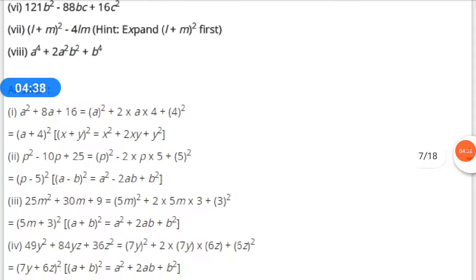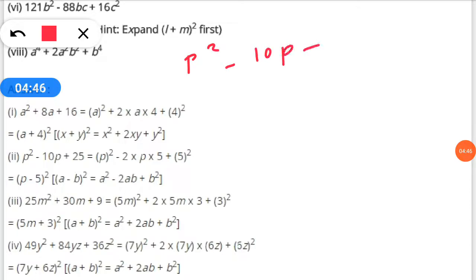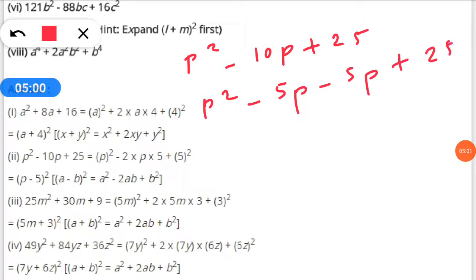Okay, now moving toward the next question, we are having the second one. What is the second question? p square minus 10p plus 25. This question we are having. Now we can split 10p as minus 5p minus 5p plus 25, because when we add minus 5 and minus 5, it will become minus 10 itself.